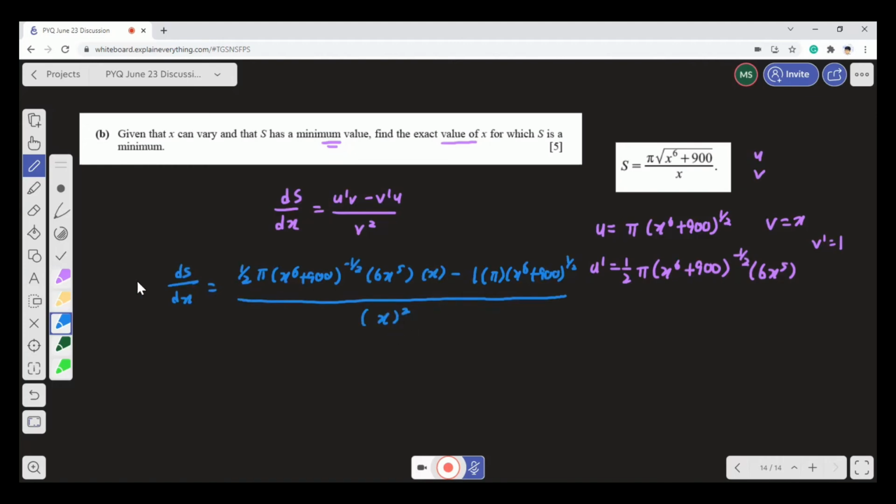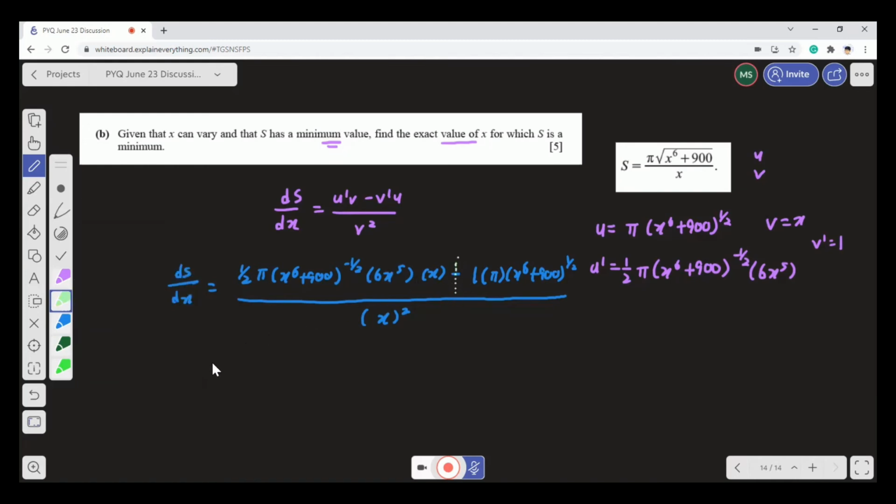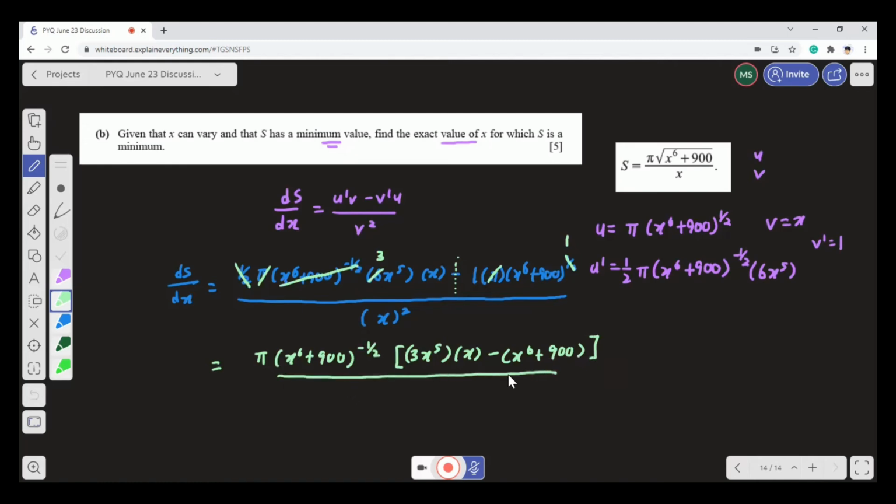You have to simplify before you move on. How to simplify? I always say in this middle point, you put a wall. What is the same term that you can simplify? The pi. The x^6 + 900, and to the power of what? Negative half. So everything cuts away. This 1/2 will become 1. In this case, 1/2 times 6, you get 3. You can simplify here. So whatever is left over at the back: 3x^5 times x minus (x^6 + 900) over x squared.